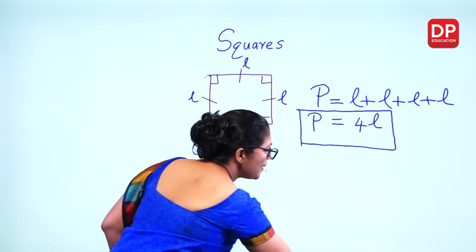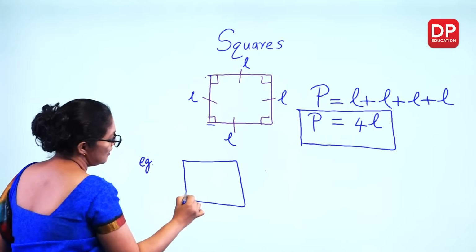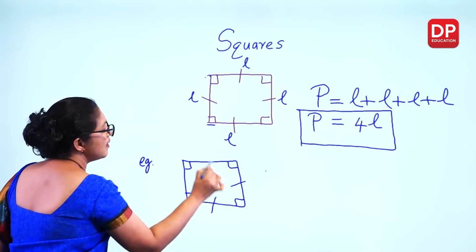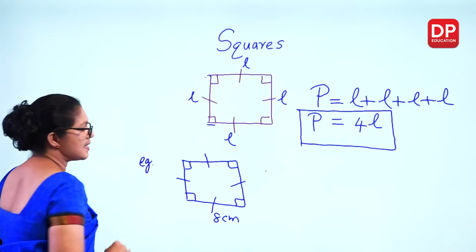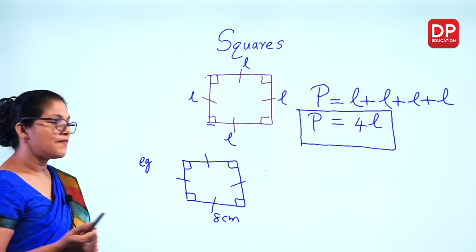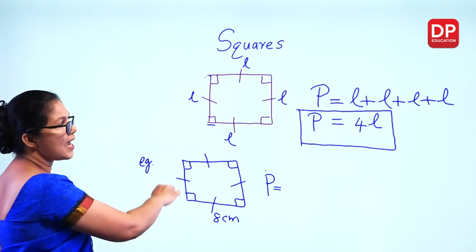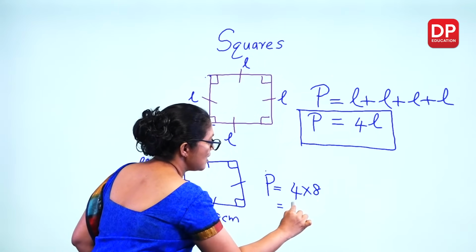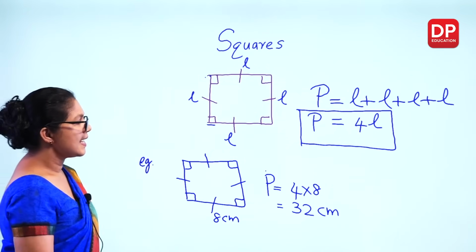So we'll take an example. This is given like this and marked all sides are equal and given one side is 8 centimeters. So how can we find out the perimeter? We know this is a square. So straight away you can apply the formula. P equals 4 times 1 length. So 4 times 8, that's equal to 32 centimeters. We'll take another example.